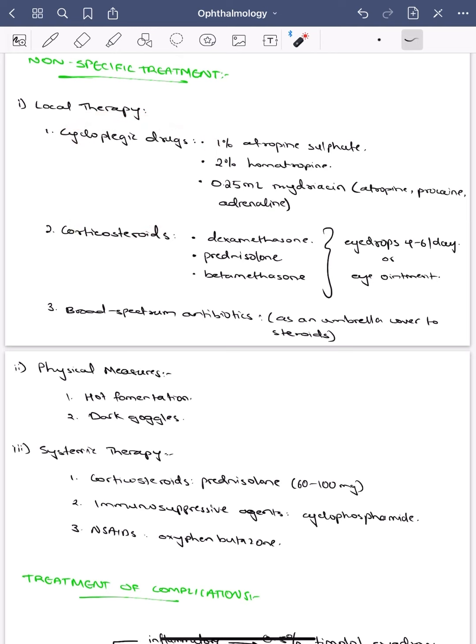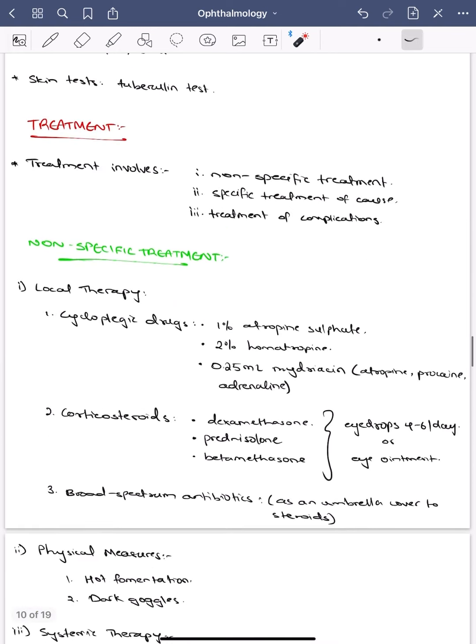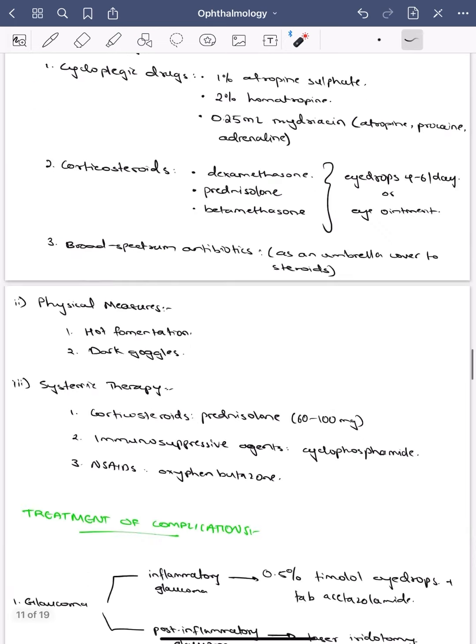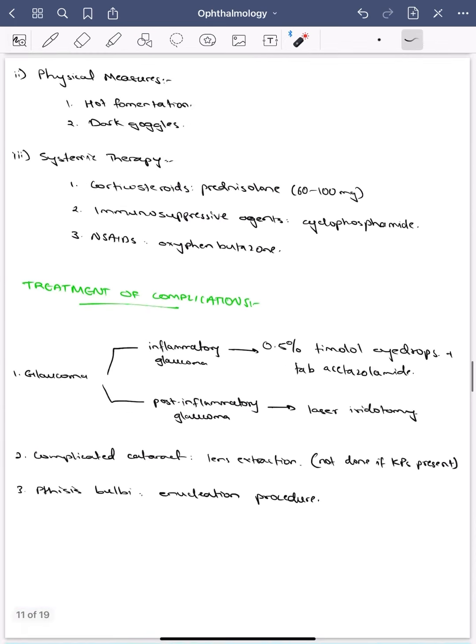Now coming to the treatment of the cause. Once diagnosis has been established, if it's tuberculosis, treatment of tuberculosis. If it's rheumatoid arthritis, the specific treatment of the cause is important to treat uveitis. Now coming to the treatment of the complications. Now we've discussed the important complications are glaucoma, complicated cataract, and phthisis bulbi.